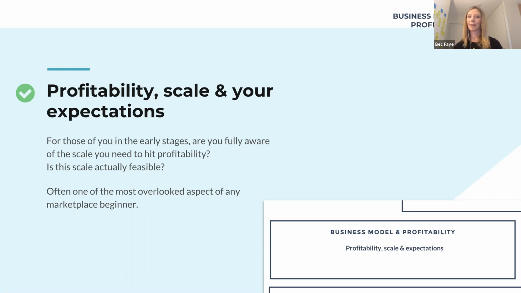But at what point does that become profitable? So really thinking through that, is investment the path you want to go down in order to become profitable? And also being aware of the fact that the way investors are looking at marketplaces change as well, depending on the different things that are happening in the market at the time.